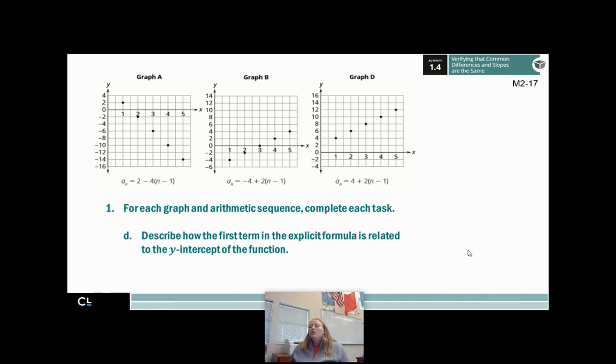I would now like you to just describe to me real quick how the first term in the explicit form is related to the y-intercept of the function? We know they're not the same, but there is a relationship between your first term in your explicit form and the y-intercept. Even though they're not the same, how would you get between one and the other? Go ahead and hit pause to give that some thought, and then hit play when you're ready to check your work.